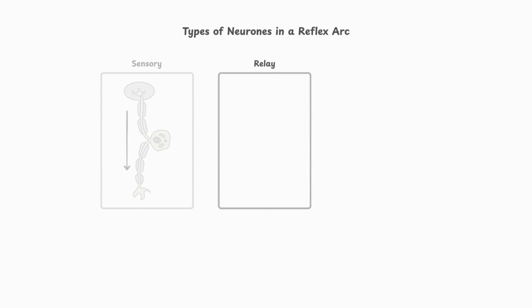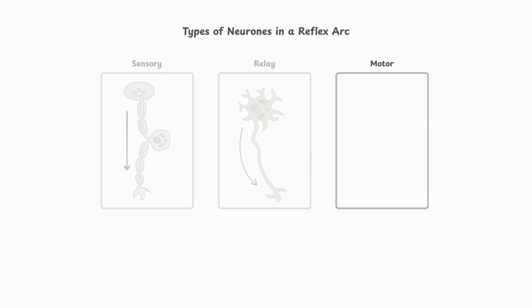A reflex arc uses three main types of neurons working together to produce a rapid response. Sensory neurons detect the stimulus and carry nerve impulses from receptors to the central nervous system. Relay neurons are found within the central nervous system, usually in the spinal cord, where they pass signals between sensory and motor neurons. Motor neurons then carry the nerve impulses from the central nervous system to effectors, such as muscles or glands. The effector responds by producing an action, such as muscle contraction or gland secretion.